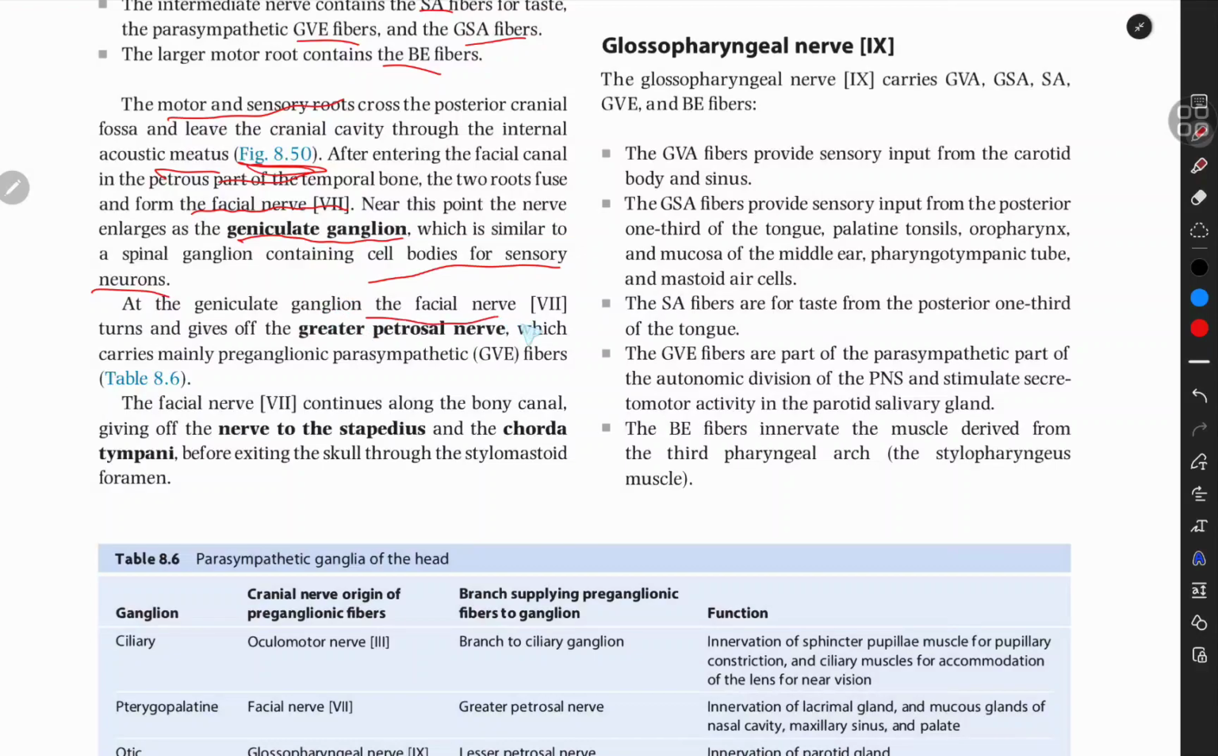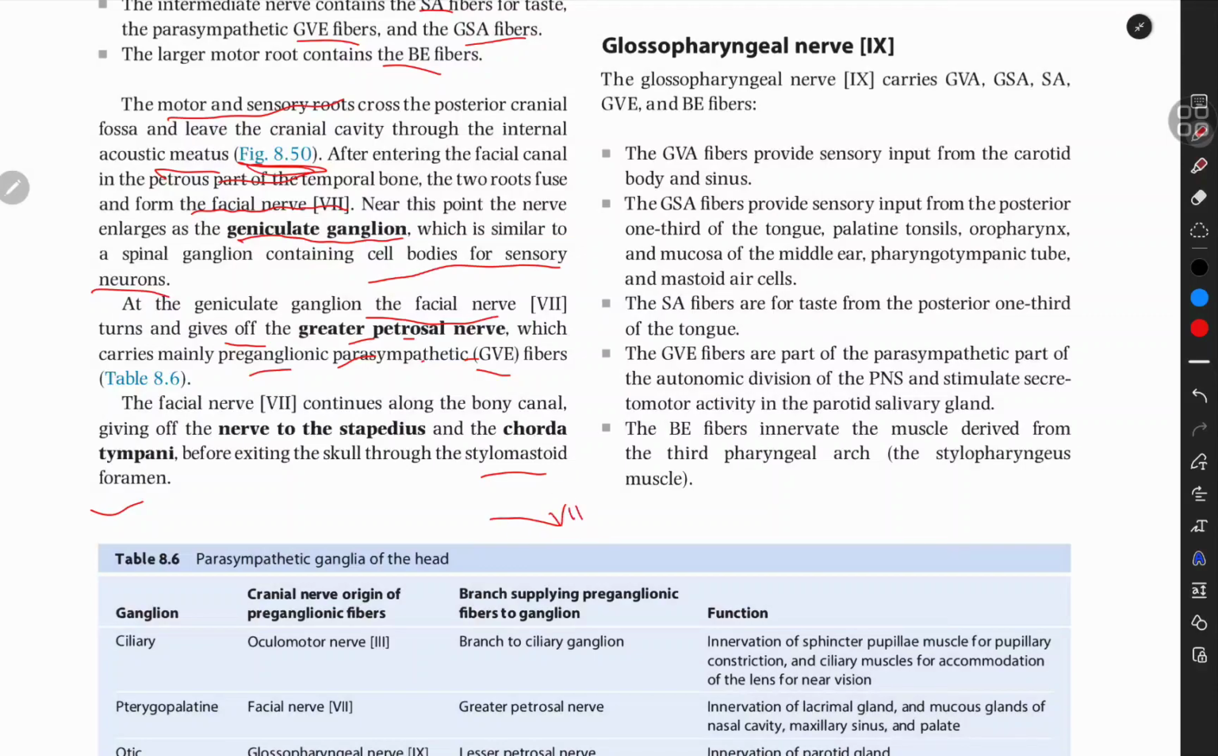At the geniculate ganglion, the facial nerve turns and gives off the greater petrosal nerve, which carries mainly preganglionic parasympathetic general visceral efferent fibers. The facial nerve continues along the bony canal, giving off the nerve to the stapedius and the chorda tympani before exiting the skull through the stylomastoid foramen. The stylomastoid foramen is the exit point of the facial nerve.